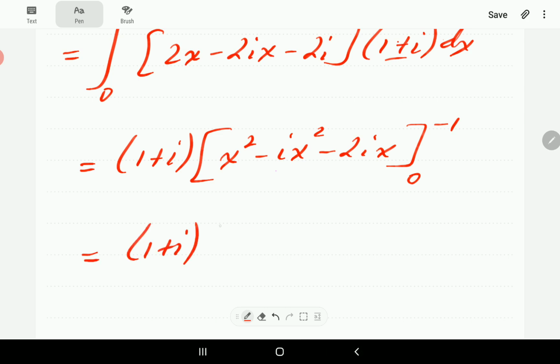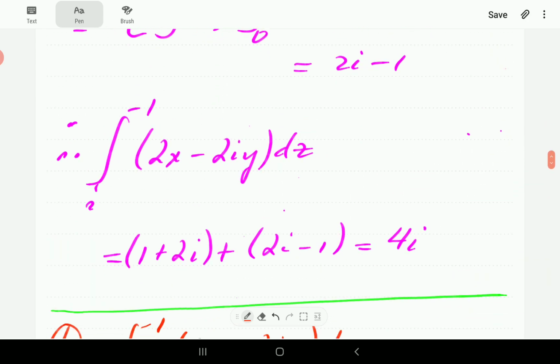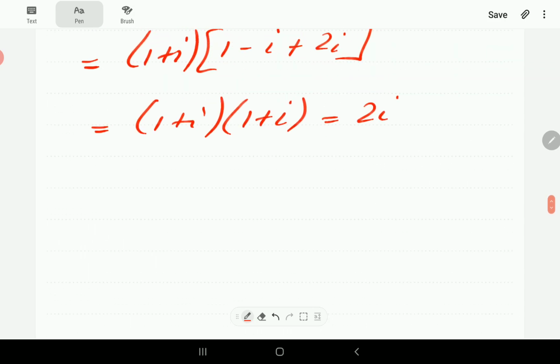Plug in -1. The lower limit is just going to give us 0 because it's 0. If you plug in -1, it's going to be 1 minus i plus 2i. It's going to be 1 plus i, and this is going to be 1 plus i. So this is going to work out to i. That's going to be the value of the integral along C2. Just for comparison, along C1 it was 4i, along C2 it's 2i.